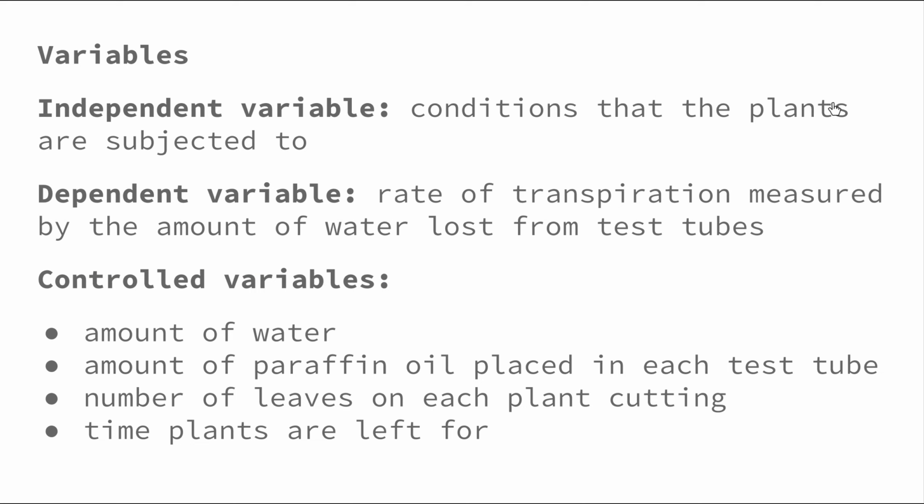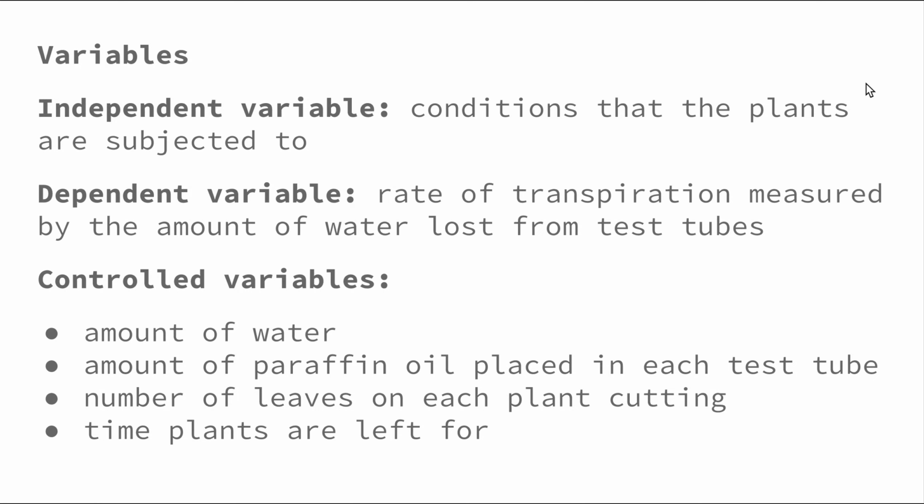So just to recap our variables, our independent variable is the conditions that the plants are subjected to. So each plant is under a different condition. The dependent variable is the rate of transpiration, which will be measured by the amount of water lost from each of the test tubes. And some controlled variables, we normally say we want at least 3.